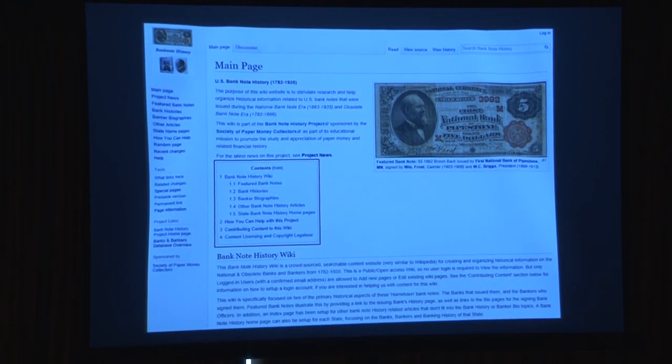So here's the main page. You can see this looks very much like Wikipedia. And for some of the navigation aids here, it automatically generates this table of contents based on the sections that are set up here. So you can use this as a navigation aid within this page. If you wanted to go down to how you can help with this project, you could click on that and that would bring you down to that section in this page. So these are links, navigation aids within this page.